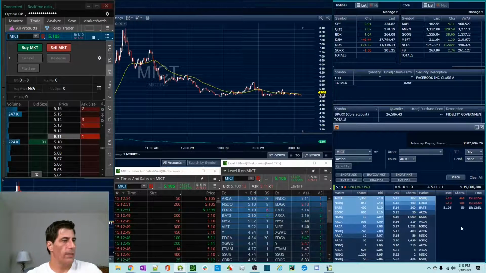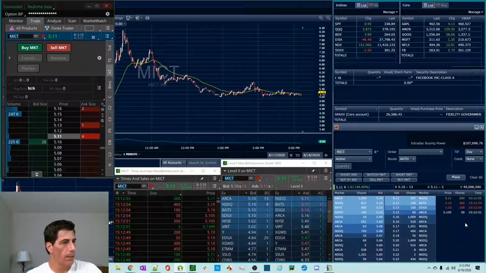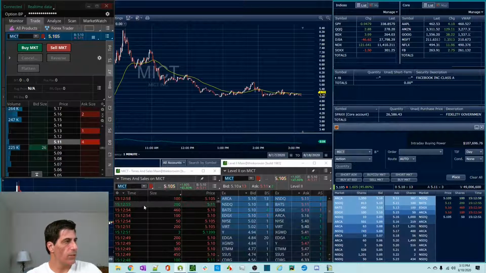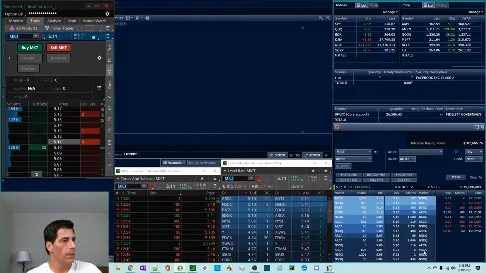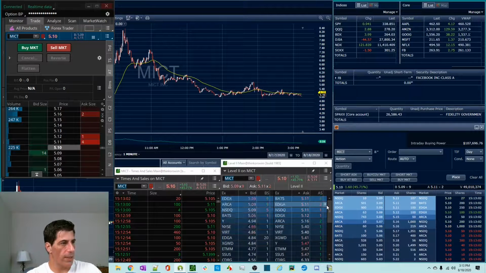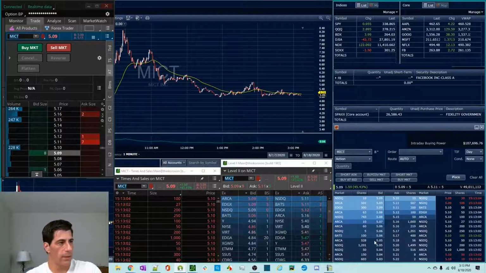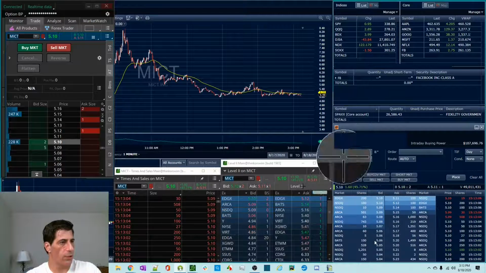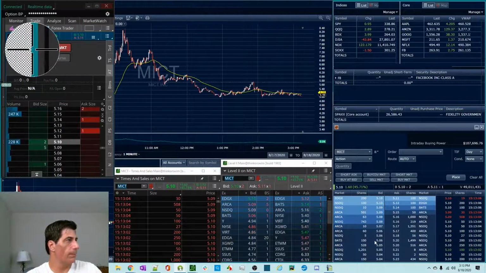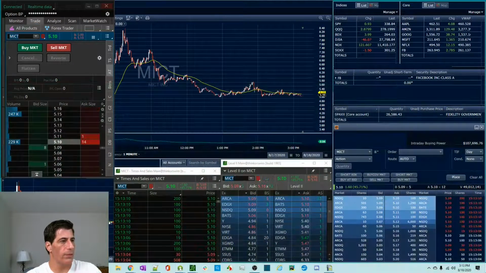So I've got MICT up on both. Everything looks the same. Times and sales looks good. Here's the DOM. So let's take a shot. Here's NASDAQ, Edge, ARCA. Let me try to capture this just right. I don't think that was a good capture, but let's look at it. Like I didn't get NASDAQ in two places. That's what I was trying to do.